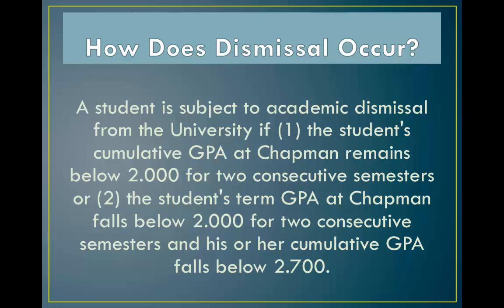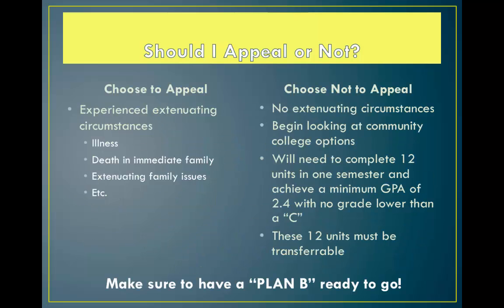So how does dismissal occur? A student is subject to academic dismissal from the university if 1. The student's cumulative GPA at Chapman remains below a 2.0 for 2 consecutive semesters, or 2. The student's term GPA at Chapman falls below 2.0 for 2 consecutive semesters, and his or her cumulative GPA falls below 2.7.